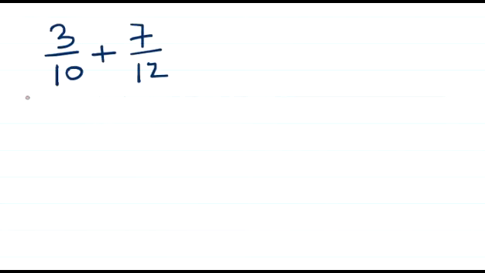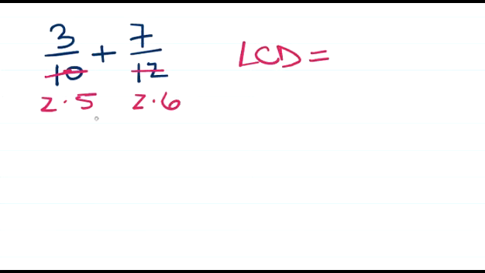Okay, let's do another one. Let's say you have 3/10 plus 7/12. So I'll go a little quicker this time. So 10 can break down into 2 times 5, and 12 can break down into 2 times 6. So let's talk about our LCD.